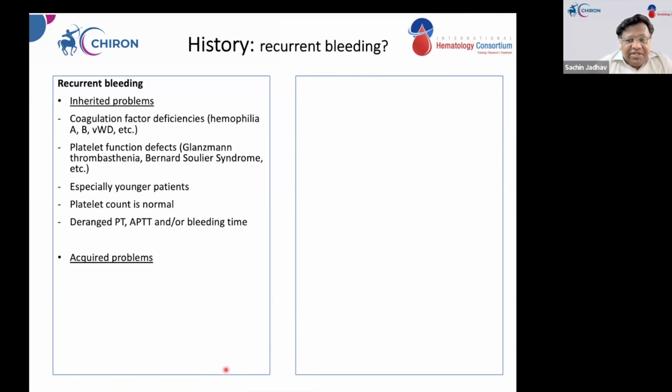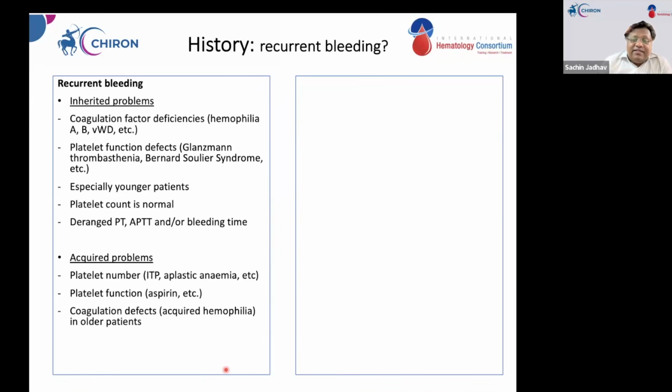However, even acquired conditions can lead to recurrent bleeding. What are the acquired conditions? Platelet number. You'll be surprised how many times patients come to us with bruising or hematuria or gum bleeding, and a complete blood count has not been done, and the complete blood count shows that actually the platelet count is low, right? Either it's an immune ITP related issue, or marrow failure, or aplastic anemia, or leukemia, right? And sometimes it's drug related, and sometimes, very rarely, a coagulation defect could be acquired.